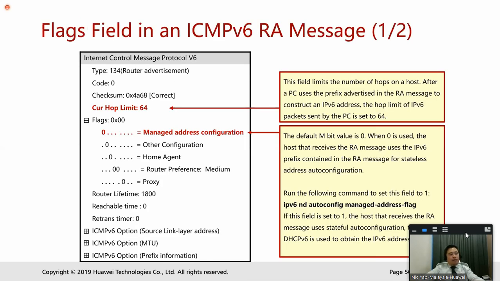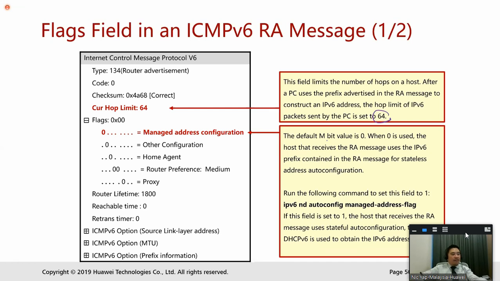The flag field in an ICMPv6 RA message. Where I focus here is the current hop count limit. What is the current hop count limit? This is the field for the hop count of the host after a PC uses the prefix advertised in the RA message to construct the IPv6 address. The hop count limit of IPv6 will be set to 64. Okay, it's set to 64. This is what they set, based on the prefix they define.